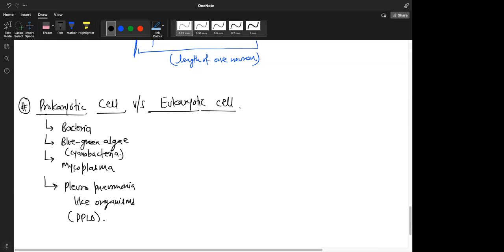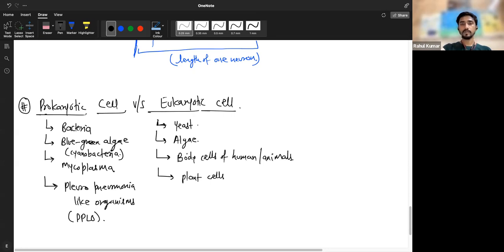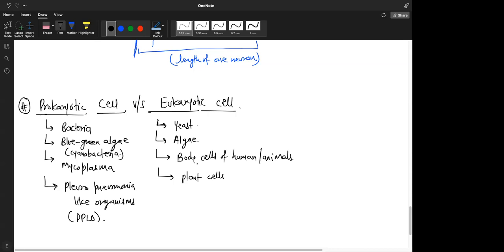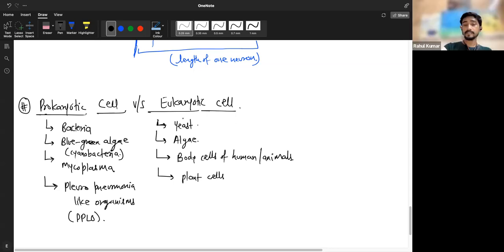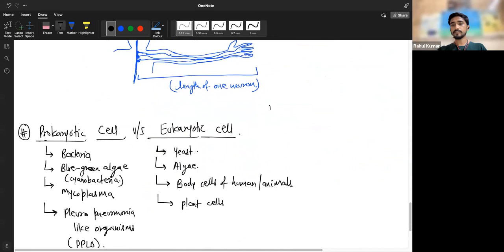And if we talk about eukaryotic cells, then in this comes your yeast, which is baker's yeast, your algae, the body cells of humans, or plant cells. These are all eukaryotic cells. Clear? So fungi is a bacterial cell, right? No, fungi is eukaryotic, yeast. Before I move forward, I think I should tell you this because this is the first chapter.